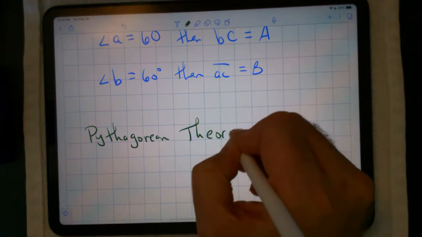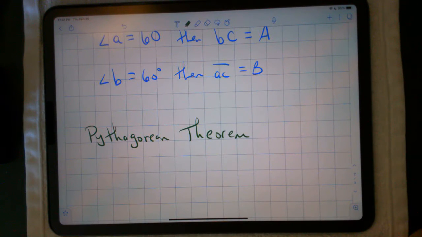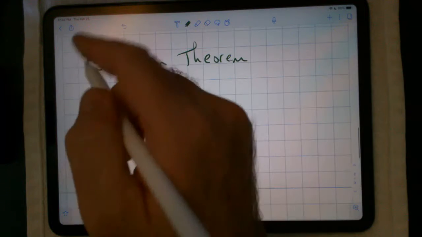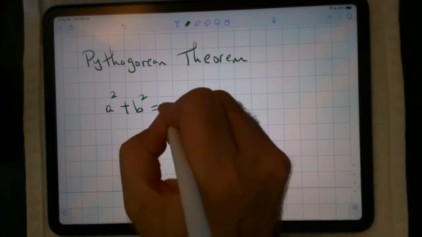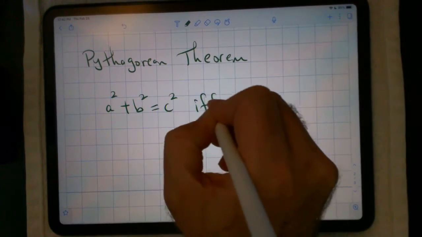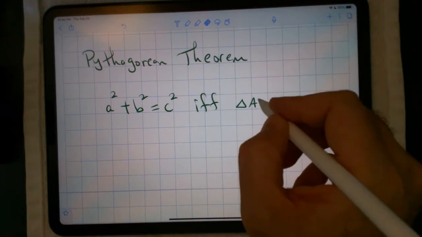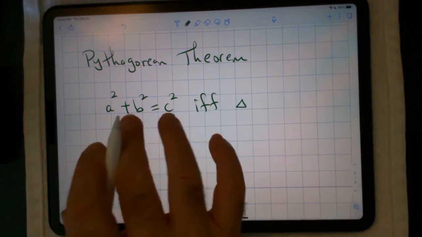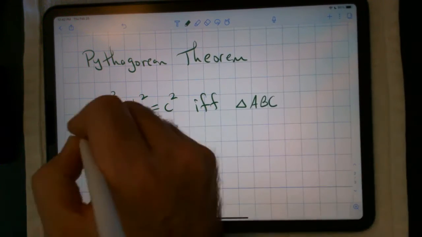Now, the Pythagorean theorem is another excellent theorem. I still enjoy the quadratic formula very much so, but the Pythagorean theorem is also very useful in calculus. What this says is that a squared plus b squared equals c squared if and only if triangle ABC is a right triangle. Let's go with the angles being the capital letters and the side lengths being lowercase.